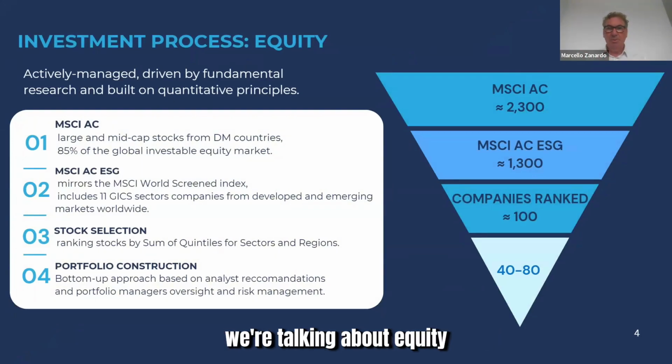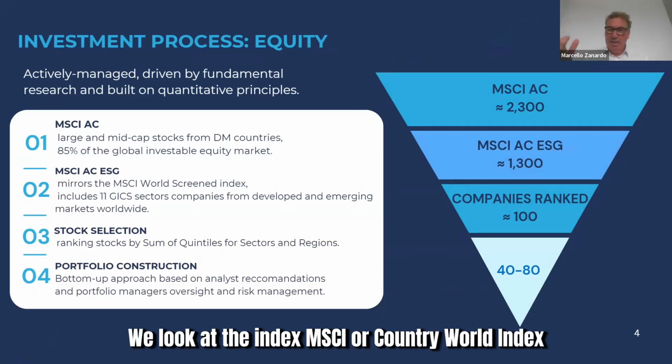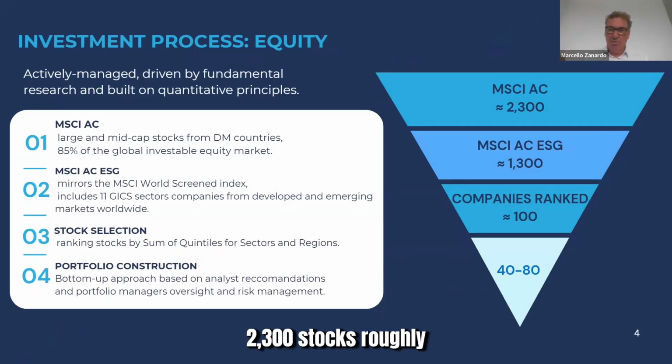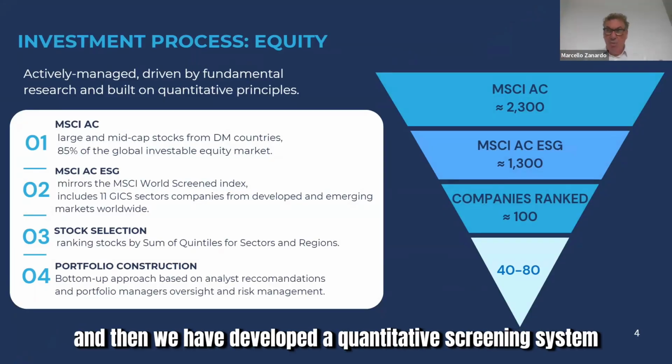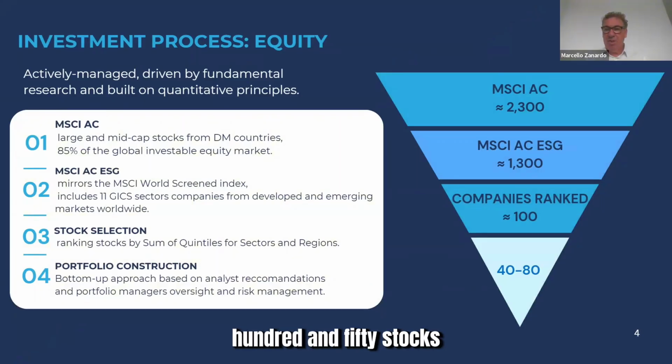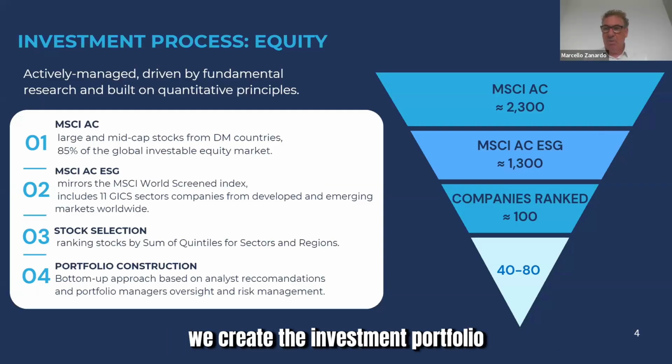So let's start with the investment process. We're talking about equity. What we have done with the team, we look at the index, the MSCI All Country World Index, roughly 2,300 stocks. Sometimes we will look also at the ESG 1,300. Then we have developed a quantitative screening system that will bring us down to 150 stocks, and we got down to roughly 100. Then we look at these 100 companies, and with an active qualitative input by myself and the team, we create the investment portfolio, which is in the region of 60 stocks.